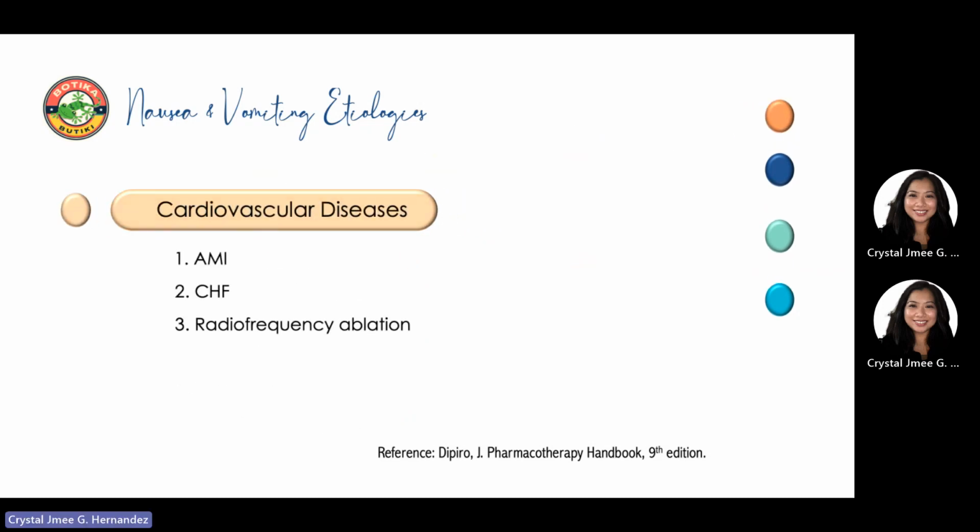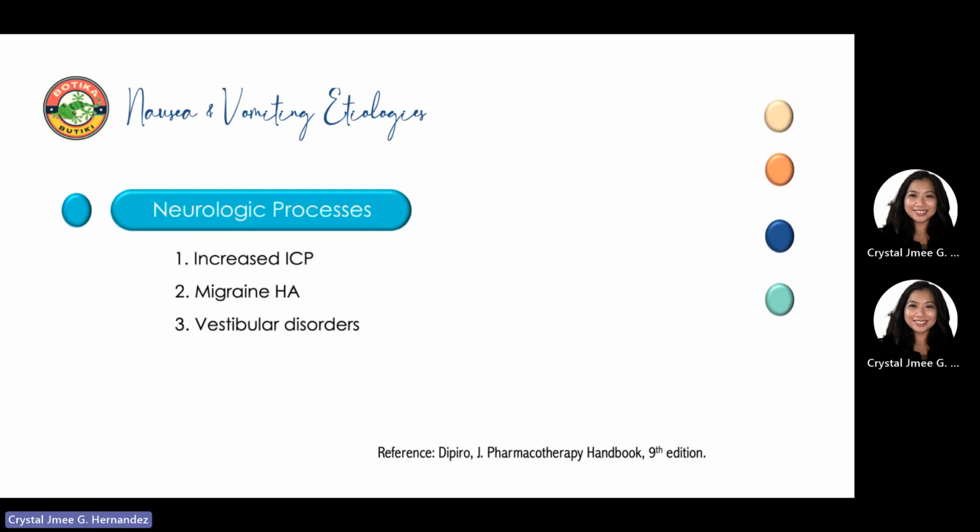So next we have cardiovascular diseases in the form of acute myocardial infarction as causes. We have congestive heart failure and radiofrequency ablation. We also have, for neurologic processes, those that increase intracranial pressure. Normally, the specific mechanism would be unknown. However, this can be associated with triggers such as head trauma, and then we have migraine headache and vestibular disorders.